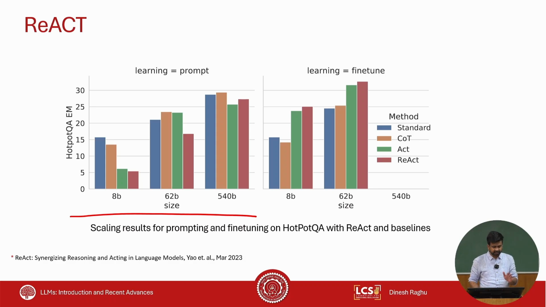But the point is that it sort of looks like ReAct by itself is not able to beat CoT, right? So that is a conclusion you can draw from this and from the previous table as well, right?